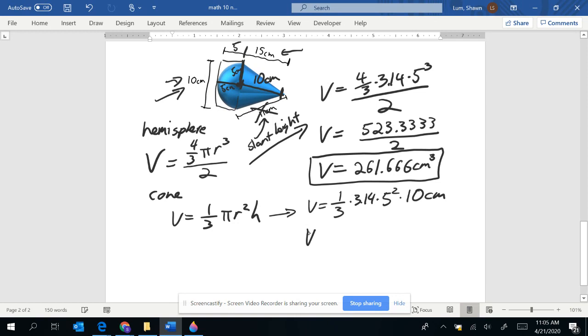So now we're going to plug this into our calculator, and we're going to go our exponents first. So 5 squared, so 25 times all those other numbers. So times 10 times 3.14. Okay. And then divide by 3.